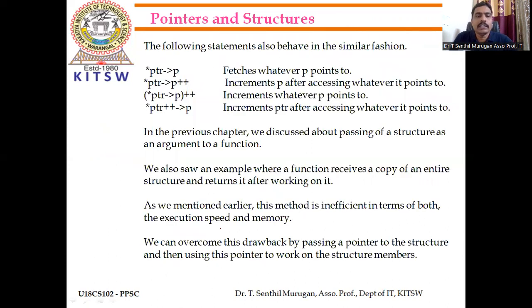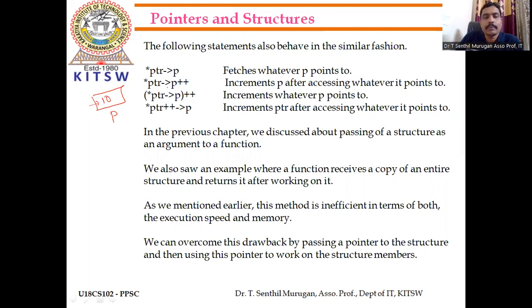Okay, so just see here the difference between them. Asterisk pointer arrow P: if you write like this, it fetches whatever P points to. Okay, so P is there. Whatever value is there, it will take. 10 means 10. It will be pointing to the 10 value.